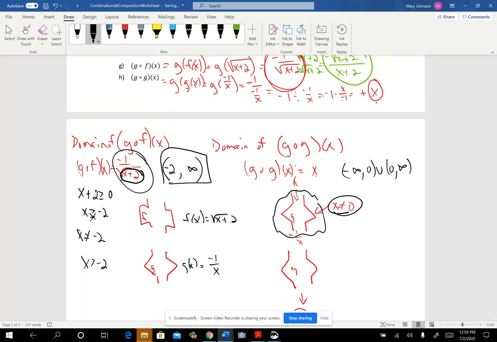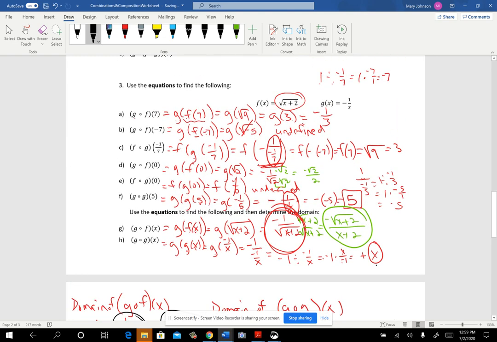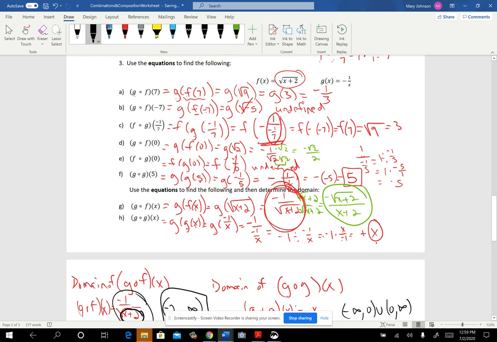Okay. All right. So that's kind of the intro to what combinations are. And I did the section of it that dealt with the equations. And then I'll come back and I'll look at combinations from tables and graphs.